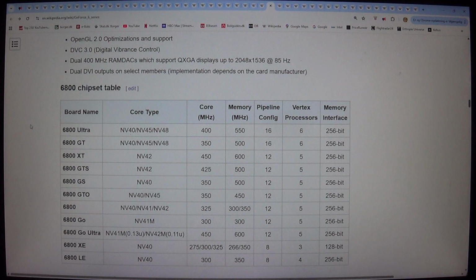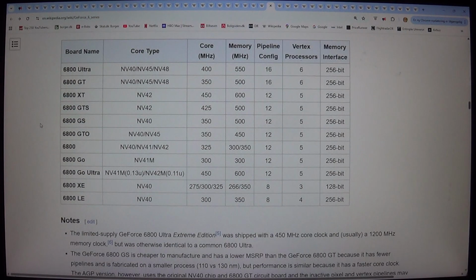6800 chipset table. Board name, core type, core megahertz, memory megahertz, pipeline configuration, vertex processors, memory interface. 6800 Ultra: NV40/NV45/NV48, 400, 550, 16/6, 256 bit. 6800 GT: NV40/NV45/NV48, 350, 500, 16/6, 256 bit.